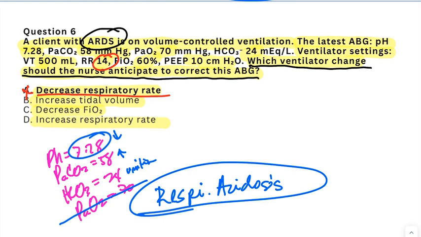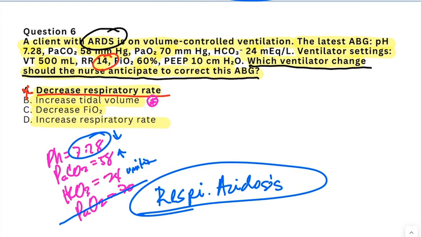Now, how about letter B? Letter B says increase tidal volume. Is that a potentially correct answer? And the answer is yes. This is a potentially correct answer. But usually, what's the first thing that's usually done? So what you could do, like what I did, is put an asterisk on this because that would be a potential answer.